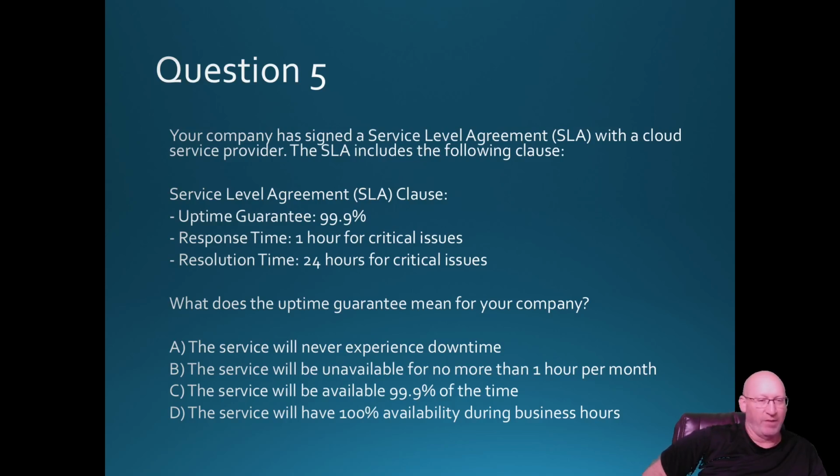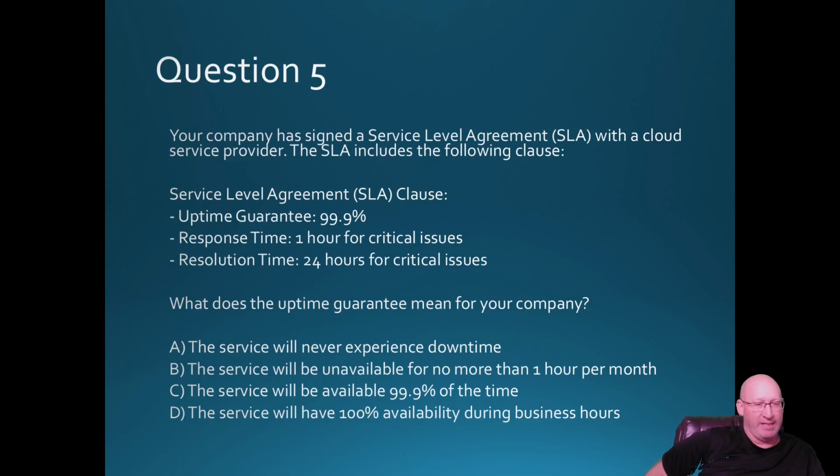The service will be unavailable for no more than 1 hour per month. So no, it's not saying that. It's just saying the uptime guarantee is 99%. We can see a response time of 1 hour and a resolution time of 24 hours. What we're saying here is that we need to respond to all critical issues. If you report a critical issue to us, we have to start our response within an hour, which means we have to have somebody actively working on it within an hour. And we have to resolve that issue within 24 hours. But there's nothing that says it can't be unavailable for more than 1 hour, right?